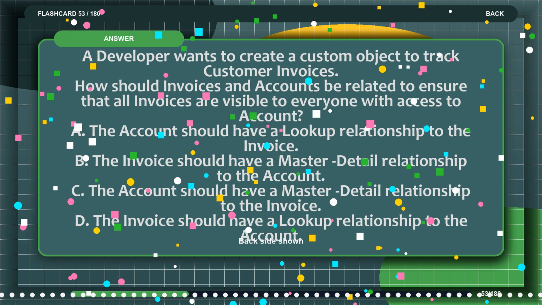A developer wants to create a custom object to track customer invoices. How should invoices and accounts be related to ensure that all invoices are visible to everyone with access to account? A. The account should have a lookup relationship to the invoice. B. The invoice should have a master detail relationship to the account. C. The account should have a master detail relationship to the invoice. D. The invoice should have a lookup relationship to the account.